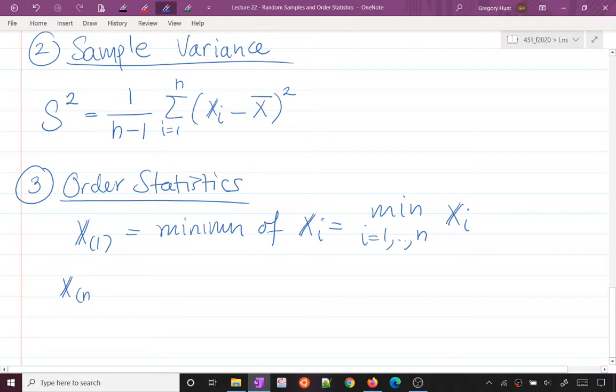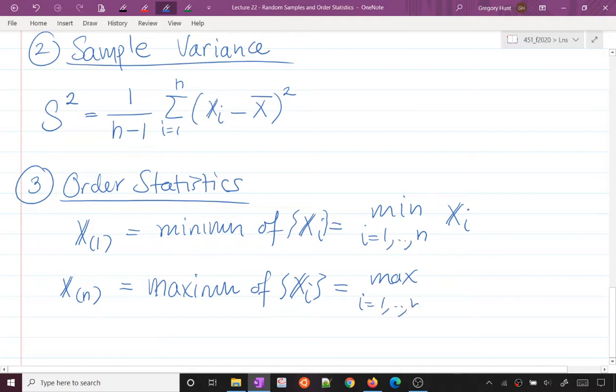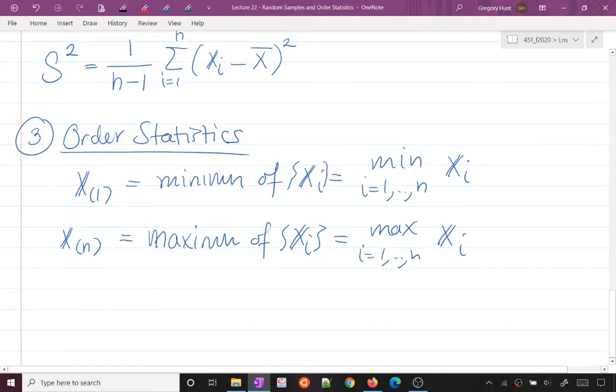Of course, you could write the maximum, which is denoted x sub (n), again with parentheses around the n to note that this is not the nth one in the sequence, but the maximum of the collection of my x sub i. Alternatively, people will denote this as max over i from 1 to n of x sub i. Those are the order statistics that people are familiar with.